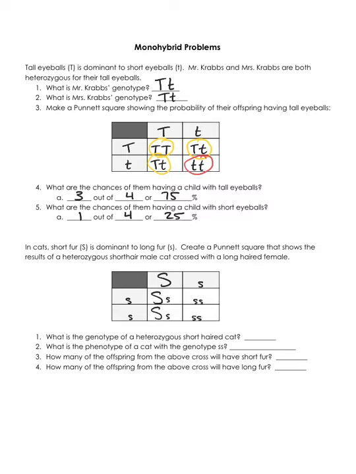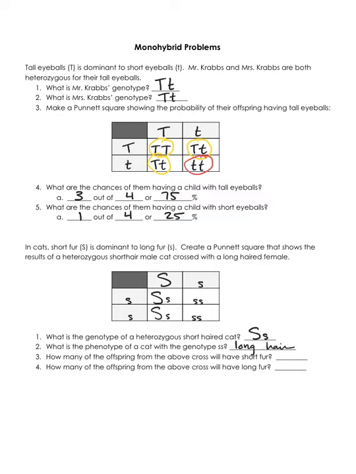Okay, so you should have found that you've got 2 boxes that have capital S, small s, and 2 boxes that contain small s, small s. Now we can answer our questions. Number 1 says, what is the genotype of a heterozygous short-haired cat? So that's going to be capital S, small s. Number 2 says, what is the phenotype of a cat who has the genotype small s, small s? And that cat is going to have long hair.